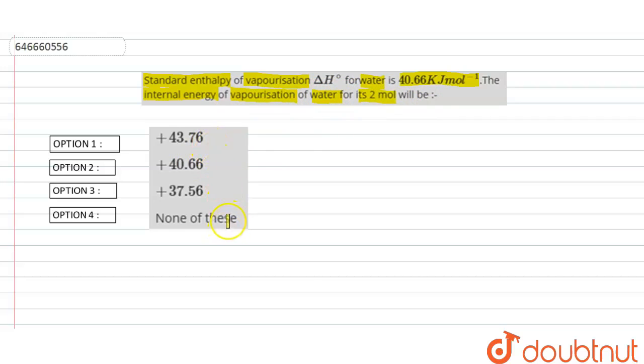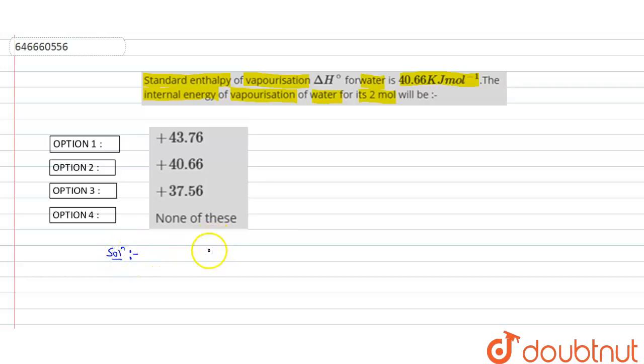So basically in this question, we are provided with the standard enthalpy of vaporization value for water, which is given to us as 40.66 kilojoules per mole, and we have to calculate the internal energy for vaporization of water for its 2 moles. So let us have a look at the solution to our question.